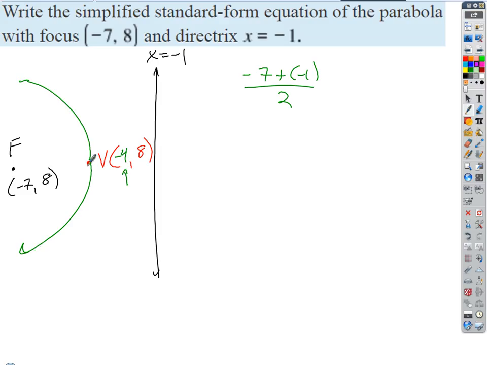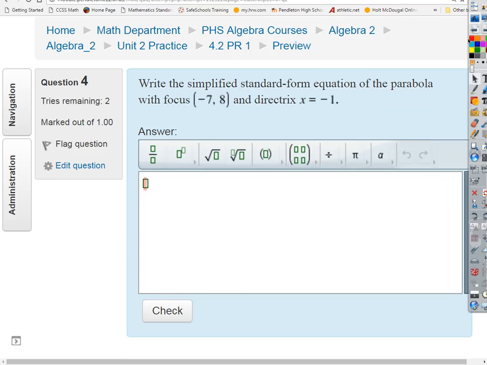And here's p. How far do we move from V to F? -3, right? To go from -4 to -7 is -3. So we just plug it in. This is a sideways parabola, so we need the horizontal one. So we get y minus k, k is 8, right? So (y minus k) squared equals 4p, 4 times -3 is -12, times x minus -4, x plus 4. Okay? Good.